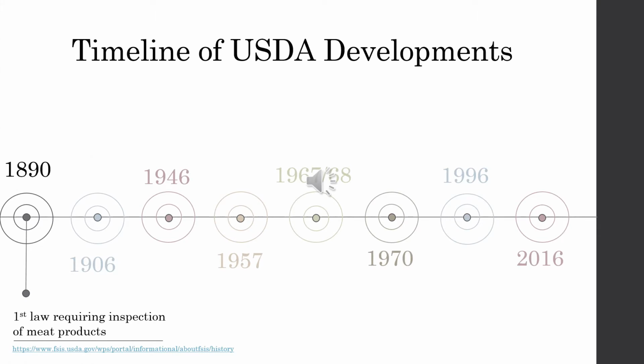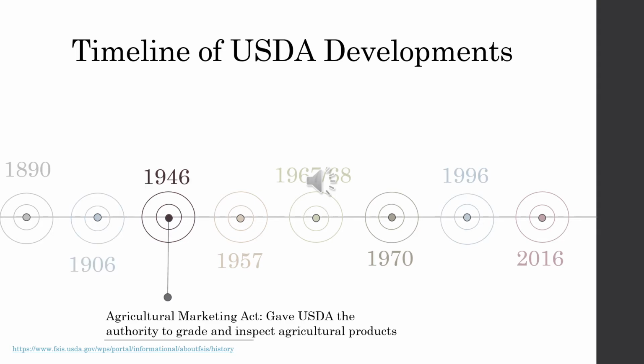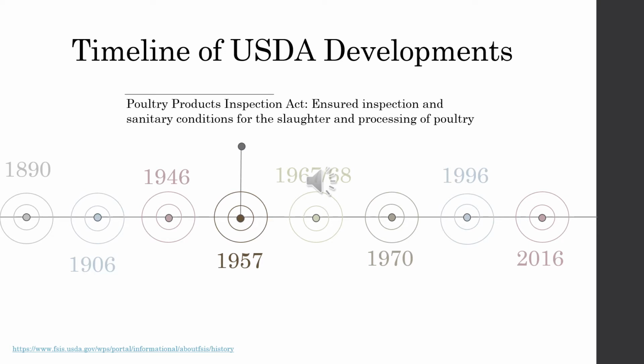We'll now go through a timeline of some of the major developments that the USDA has seen since the 1800s. In 1890, the first law requiring inspection of meat products was enacted. 1906 was a fundamental year for the USDA that saw the Federal Meat Inspection Act, which prohibited the sale of adulterated or misbranded meat and ensured sanitary conditions of slaughter. 1946 saw the advent of the Agricultural Marketing Act, which gave the USDA authority to grade and inspect agricultural products. 1957, the Poultry Products Inspection Act, which ensured inspection and sanitary conditions for the slaughter and processing of poultry.